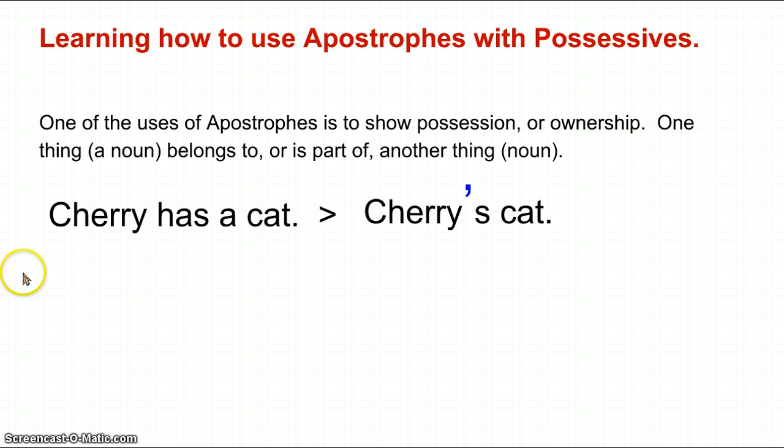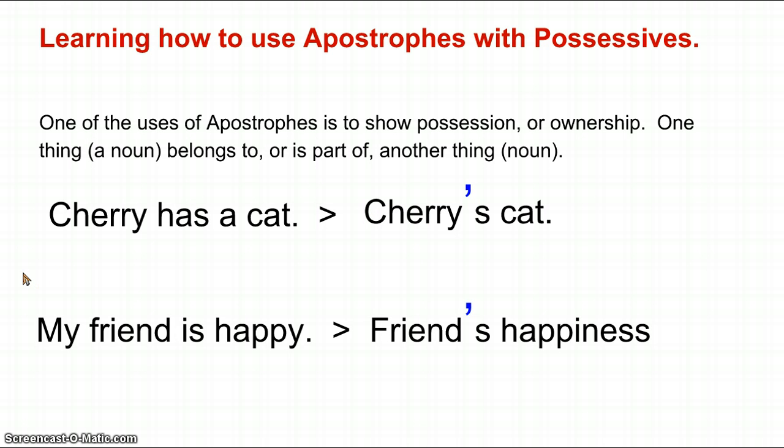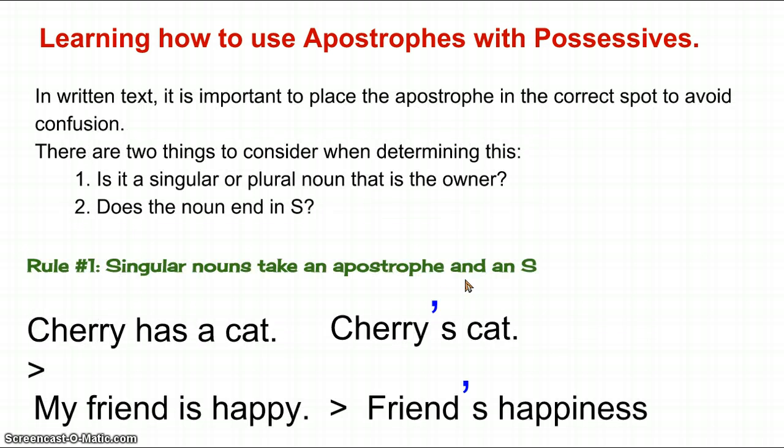Let's look at another one. My friend is happy. That means my friend has happiness. Again, you take the noun and you add an apostrophe S. This apostrophe S is what shows possession or ownership. In written text, it's important to place the apostrophe in the correct space to avoid confusion. You'll see some examples of this a little bit later.